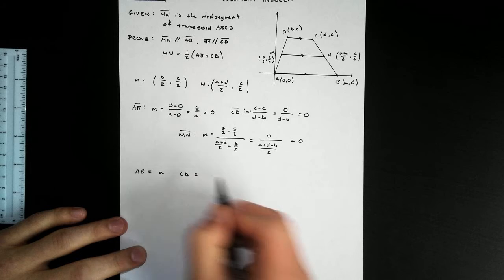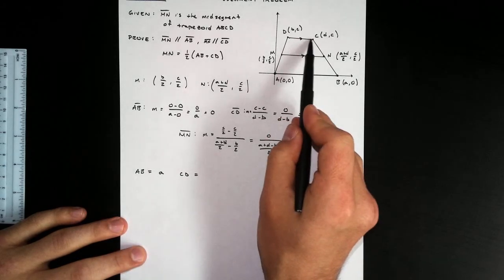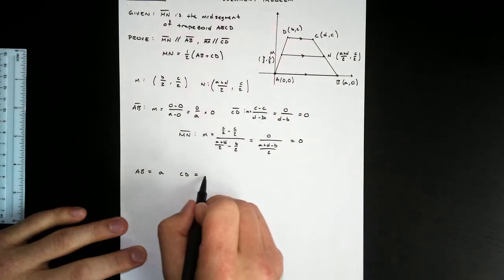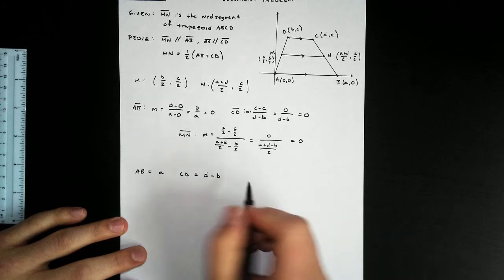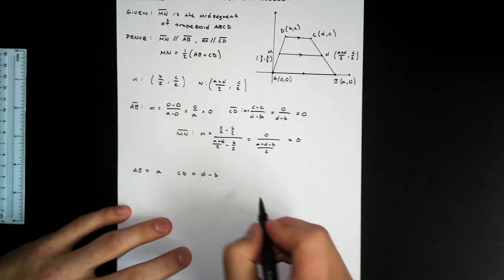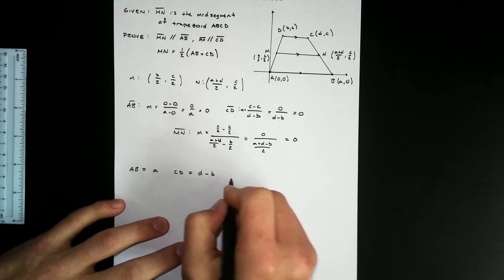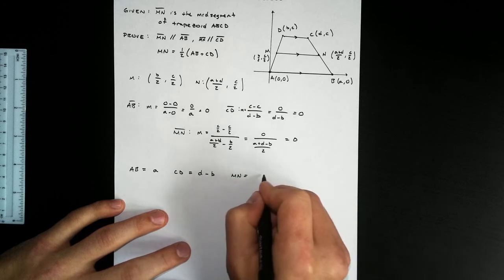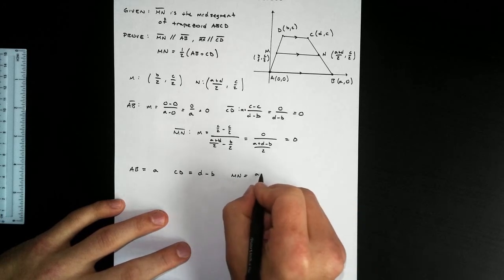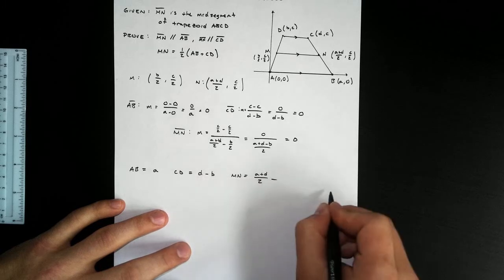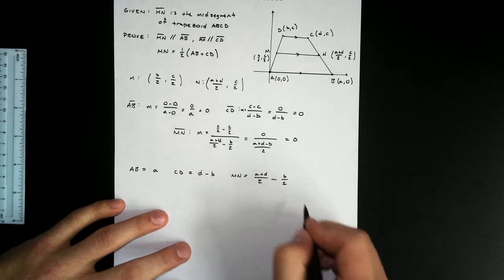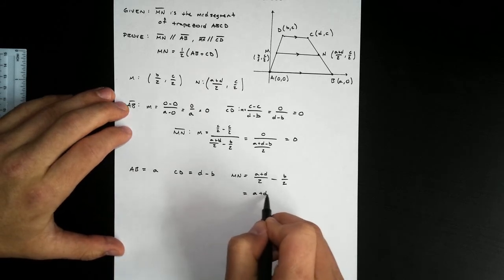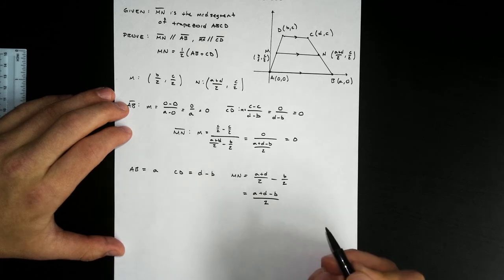For CD, the length is just the difference between the 2 x values. So if I take d and I subtract b, whatever those happen to be, that would be how long that segment is. And then let's do the same thing for MN. So again, it's the difference of our 2 x values. So a plus d over 2, and then I need to subtract away the other x value of b over 2. We have a common denominator here, so this is a plus d minus b divided by 2.